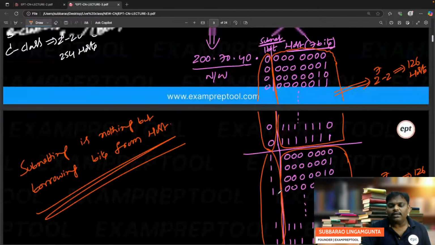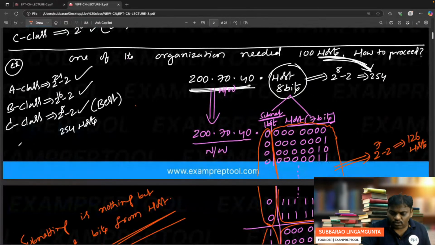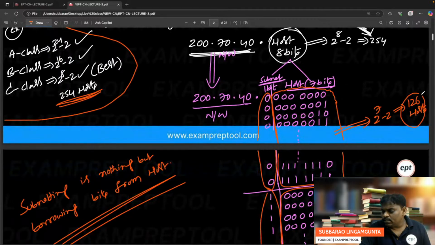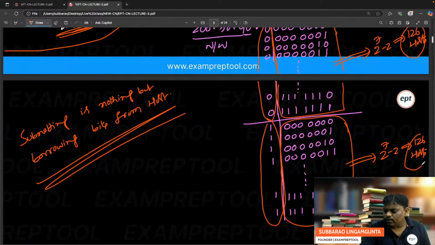Now what happened is, if I ask 100, in the previous one, whenever subnetting is not there, they will give 254. Now, if I ask 100, because subnetting is possible, they will give the closest number. What is the answer? They will give 126. Either first half you can take or second half you can take.